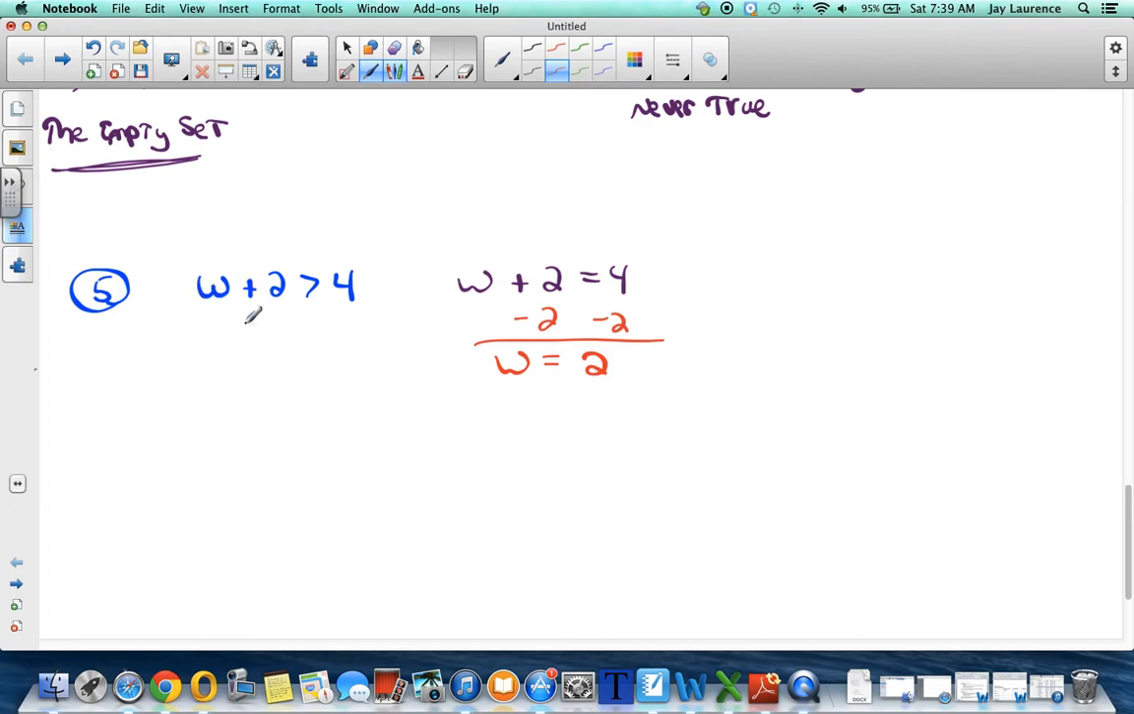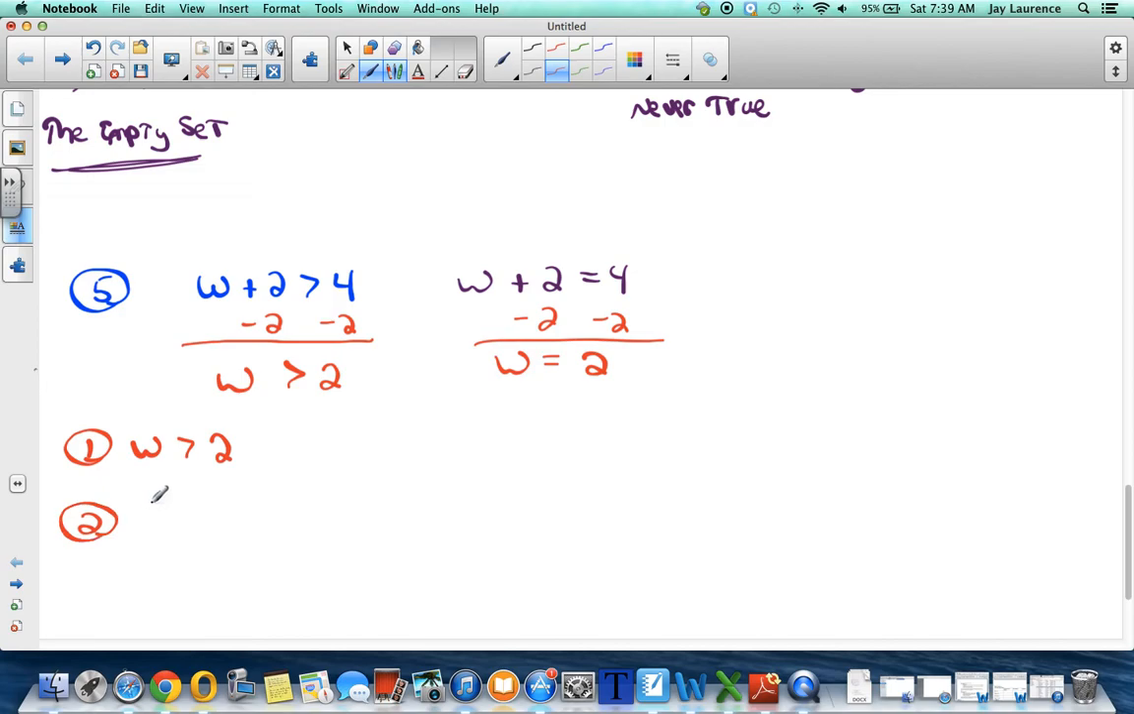The problem is, it should look more like this. I'm over here on the left, and I get w is greater than 2. So w is any number greater than 2. So you can do it like this. This is your word solution. W is greater than 2.